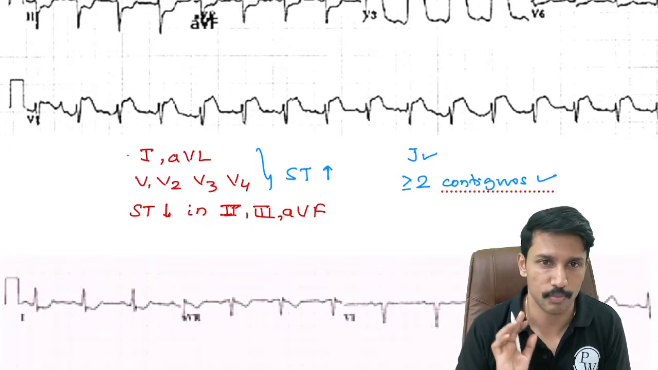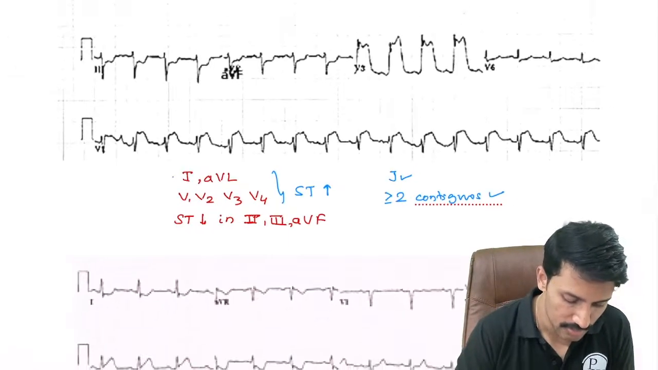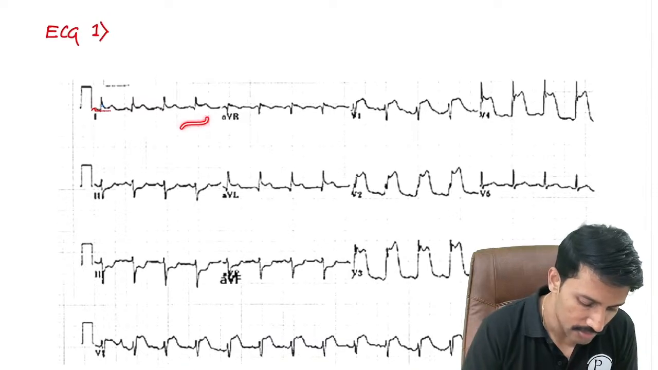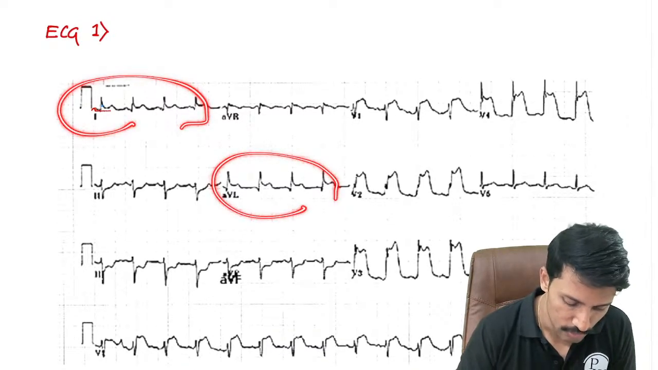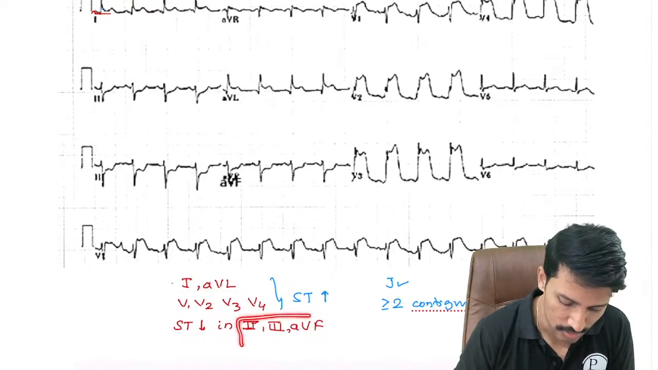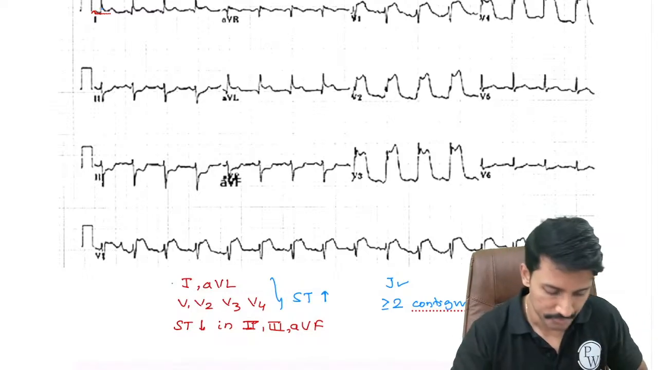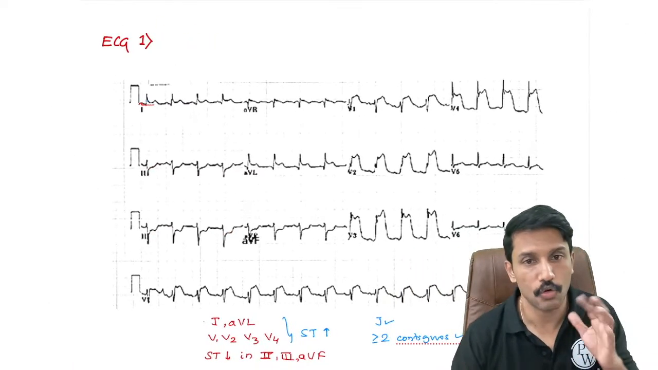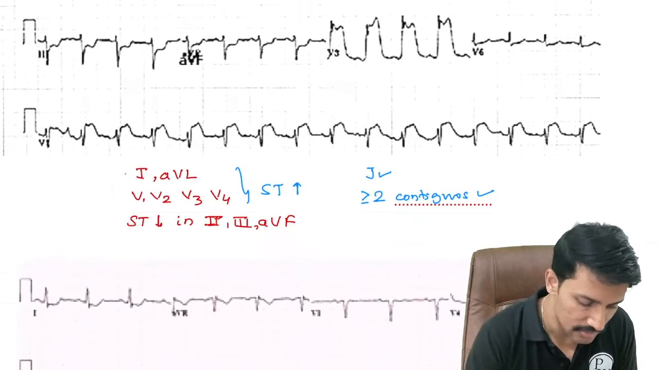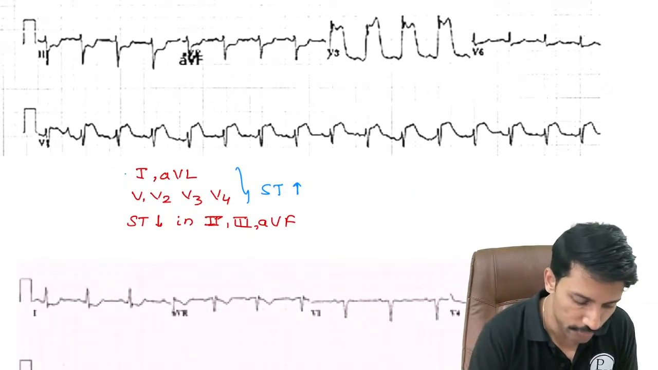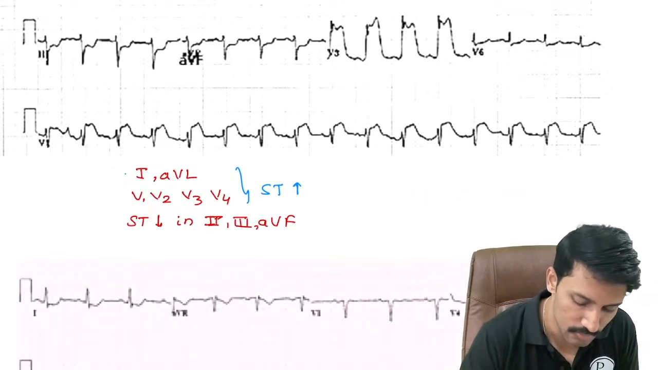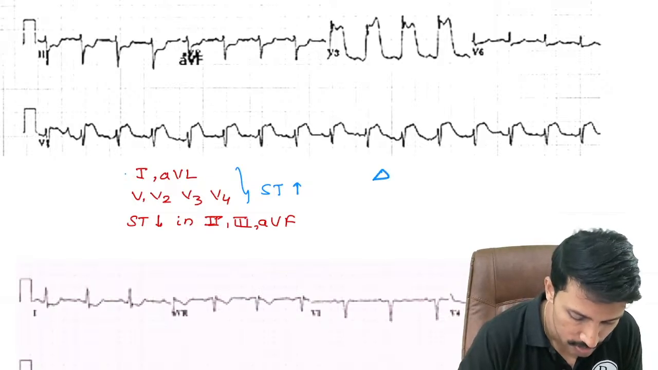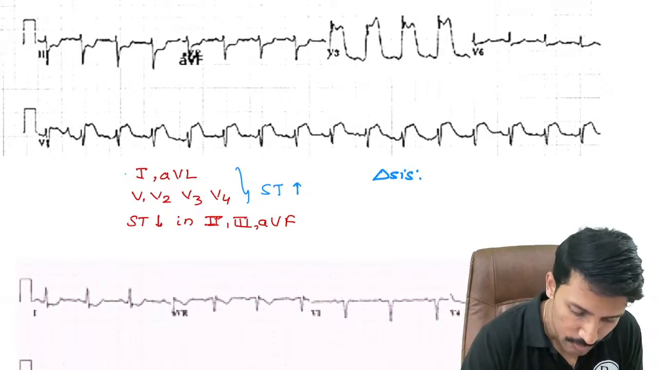And the last one, reciprocal changes. Am I getting the reciprocal changes? If I'm getting ST elevation in 1 and AVL, I'm supposed to get ST depression in 2, 3, AVF. They are reciprocal to each other. So I'm definitely getting ST depression here. So reciprocal changes are also present. That means this ECG has STEMI, and I'm more than confident to call it ST elevation MI because I'm seeing reciprocal changes.